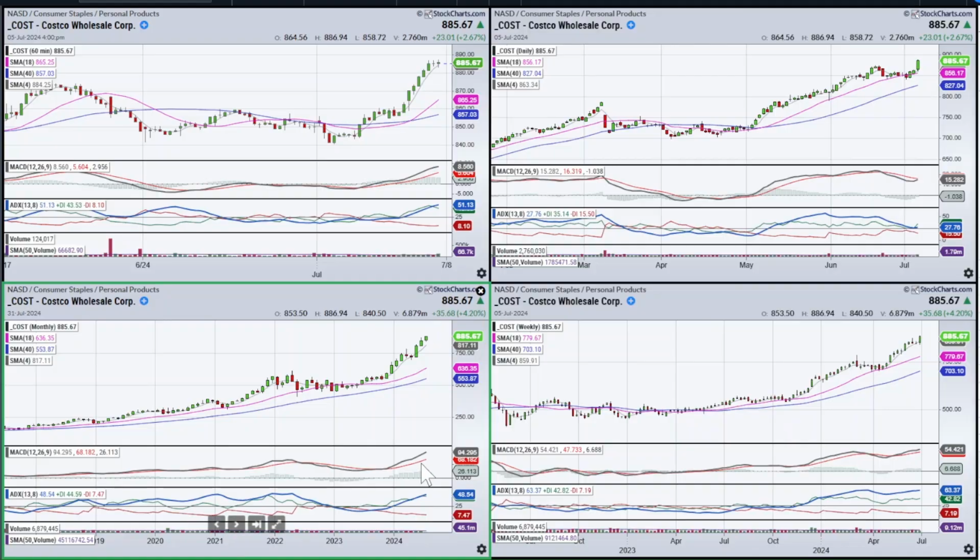Okay, so I've got the chart of Costco up, and I've actually got my grid. So just to make sure everyone's on the same page, let me just explain. This is the monthly. Okay, this is the weekly chart down in the bottom right. Got the daily chart in the upper right and an hourly in the upper left.